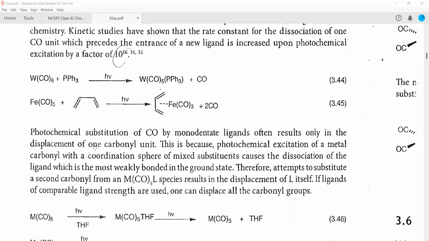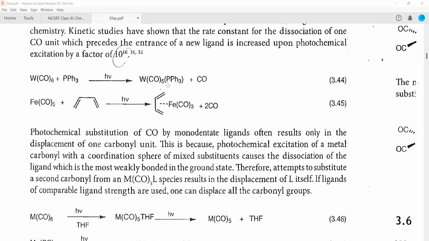But here also there is one thing. The photochemical substitution of the carbonyl by a monodentate ligand often results only in the displacement of one carbonyl unit. You cannot displace more. For example, even if you are putting 2 moles of PPh3 over here, you will be unable to remove 2 carbonyls. Instead, you will only remove 1 carbonyl.